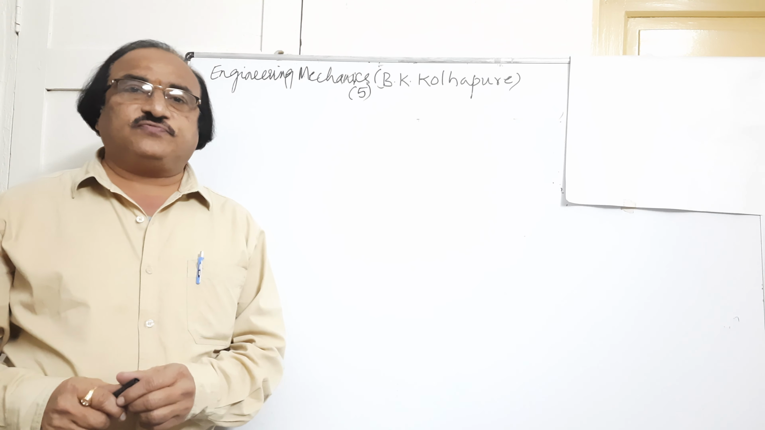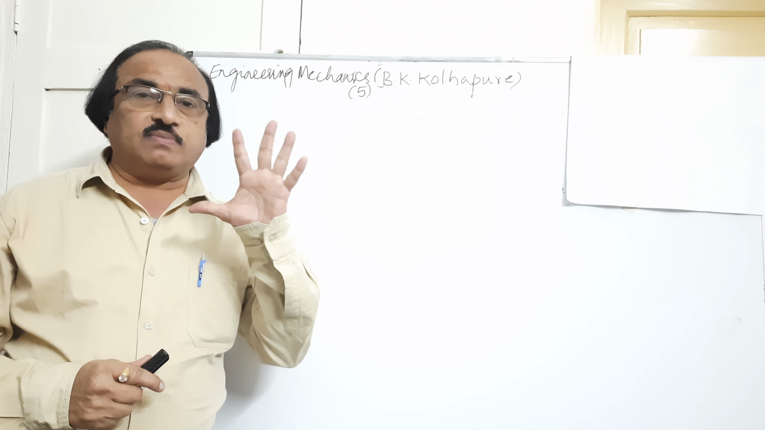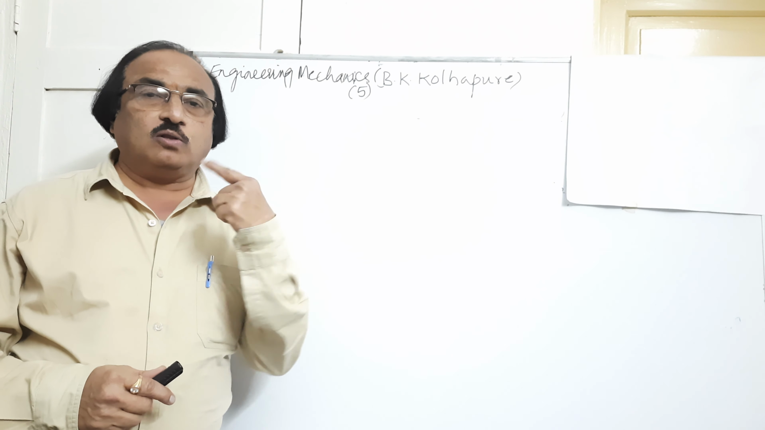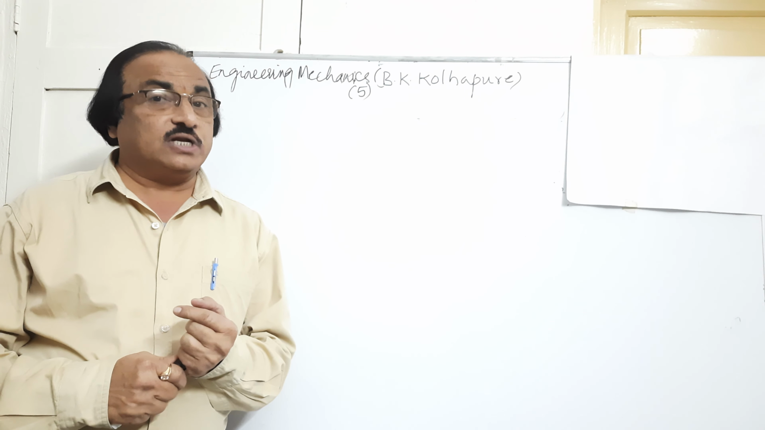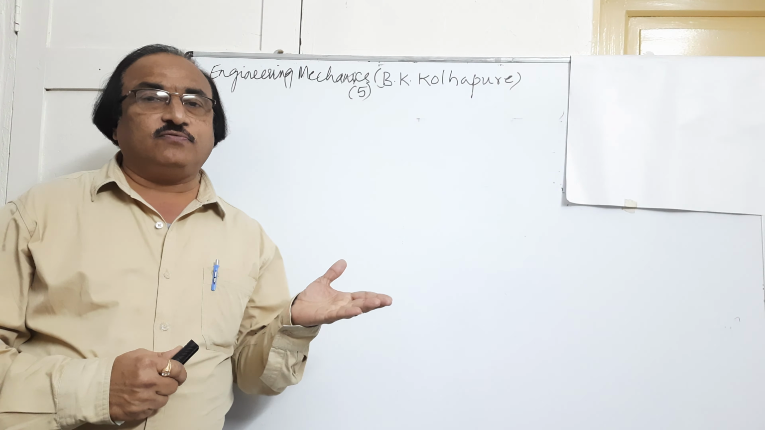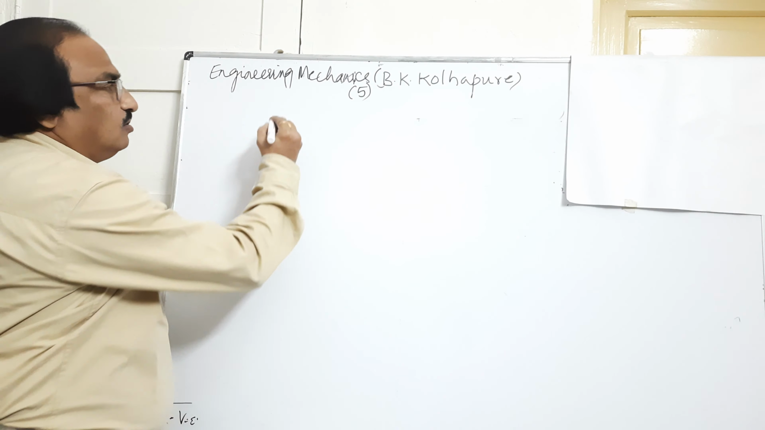Hello friends, in the last video we have seen how to determine the resultant of a system of forces. If a number of forces are given, you can convert all the forces into a single force known as the resultant force. The method we are using is resolution of forces. We will resolve the forces horizontally and vertically, and find the resultant R equal to under root sigma H square plus sigma V square. Sigma H is the algebraic sum of the horizontal components of all the forces, and sigma V is the vertical components of all the forces.